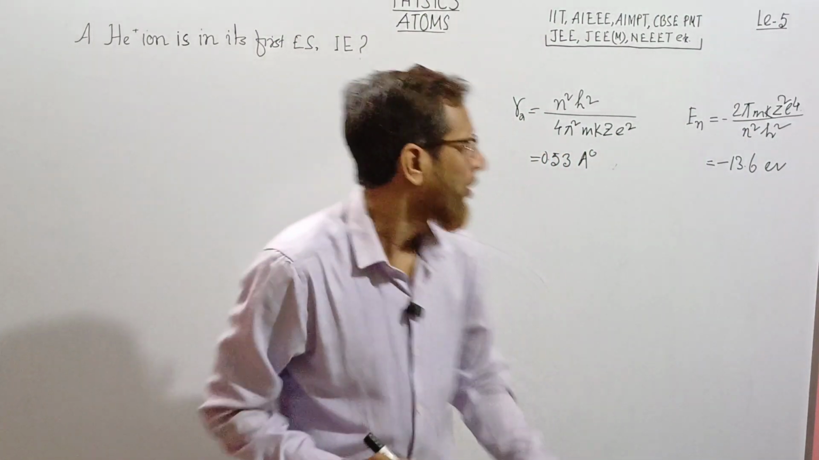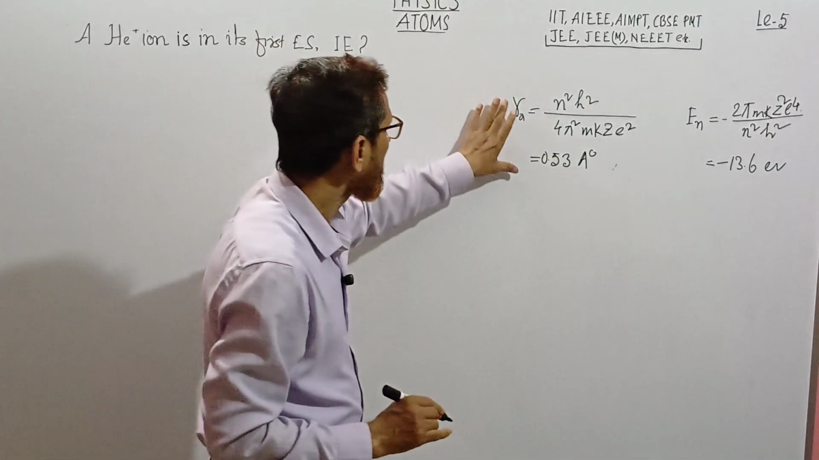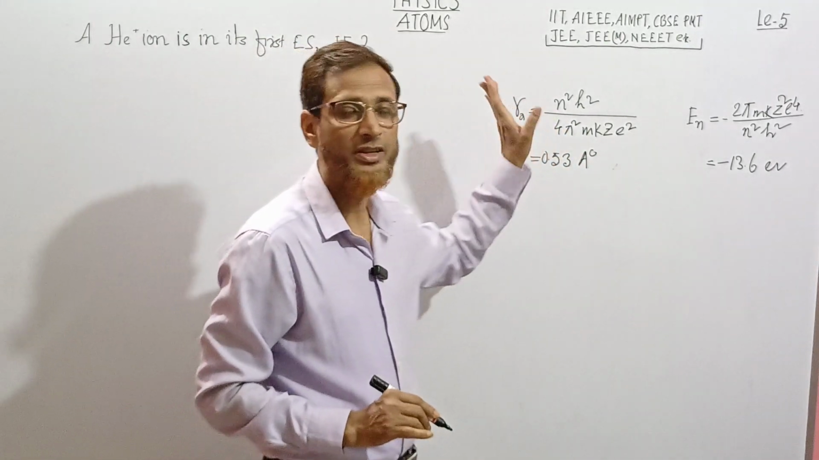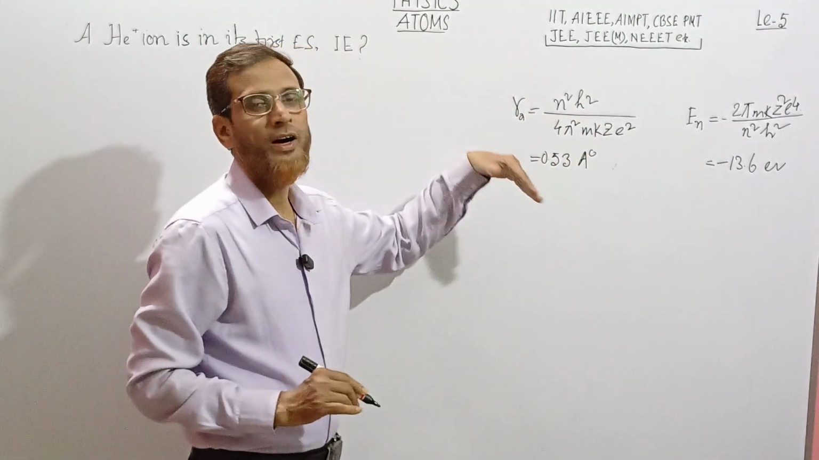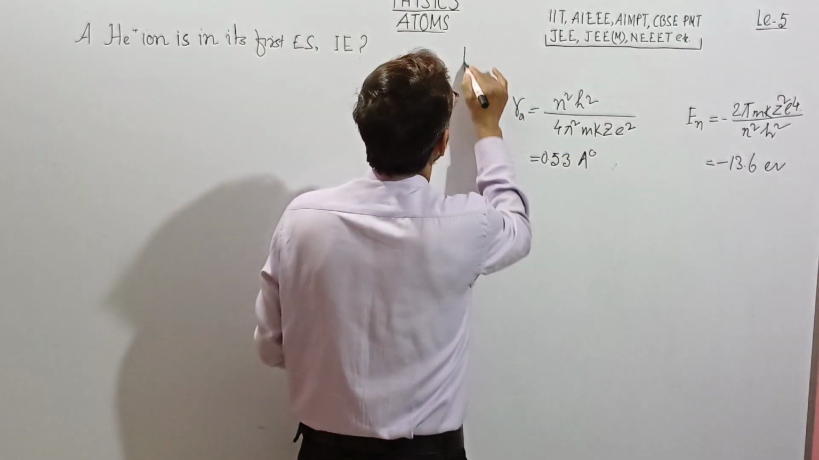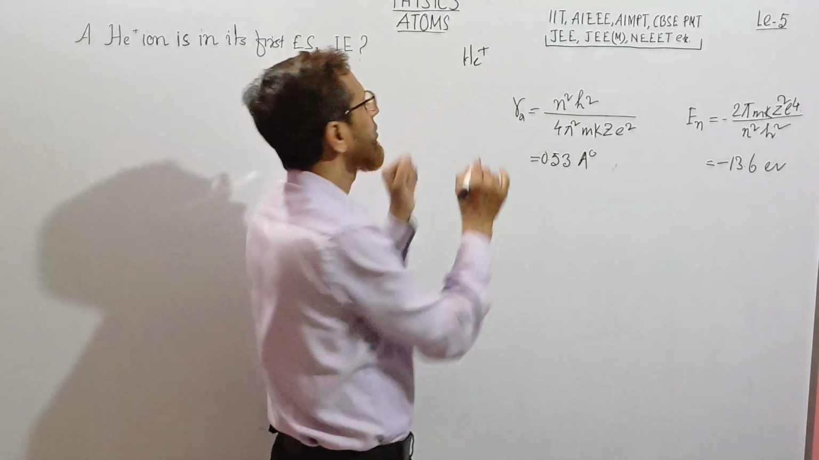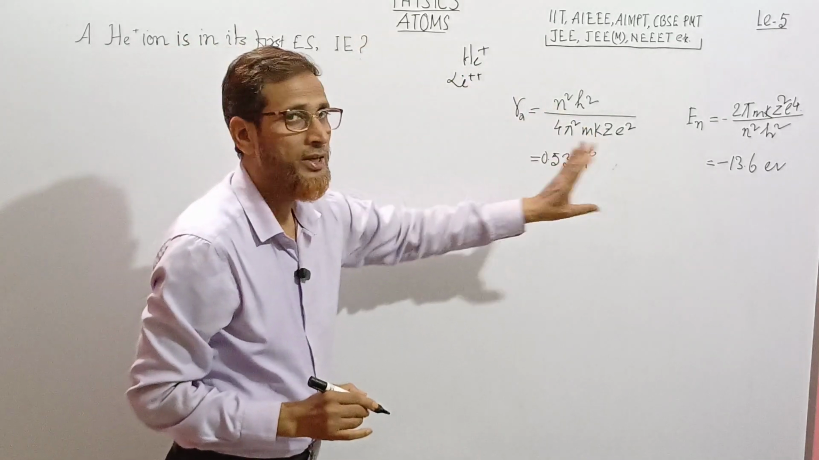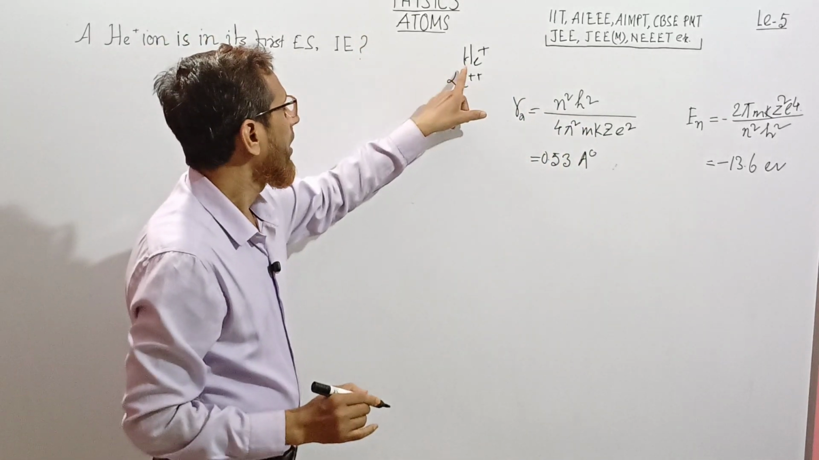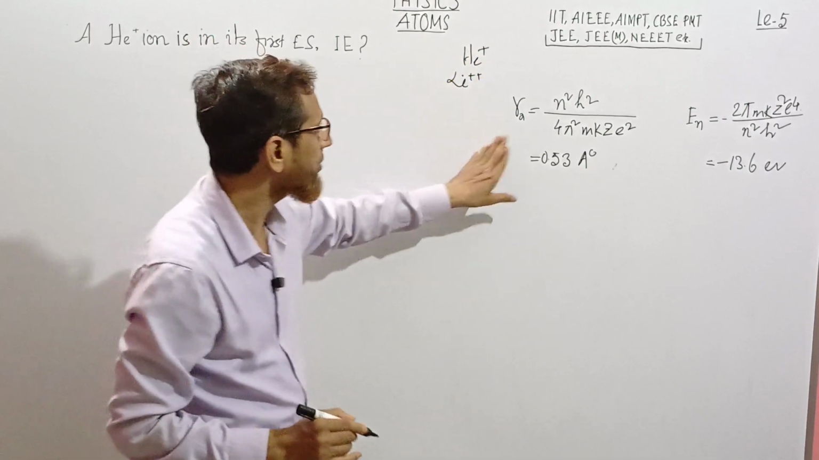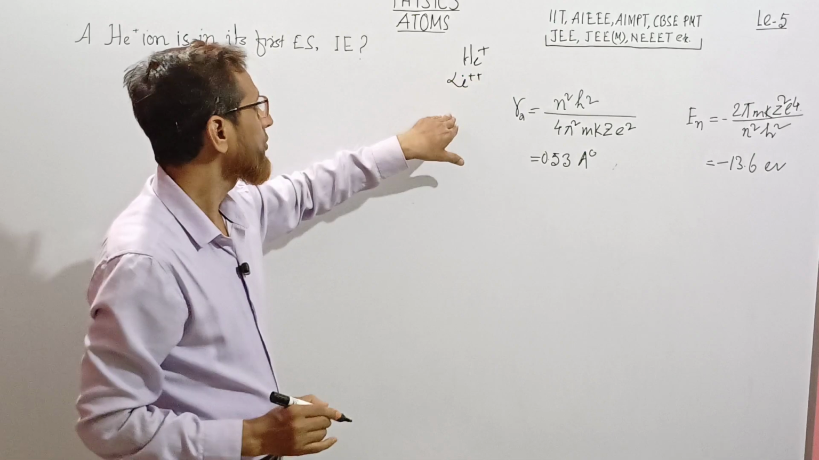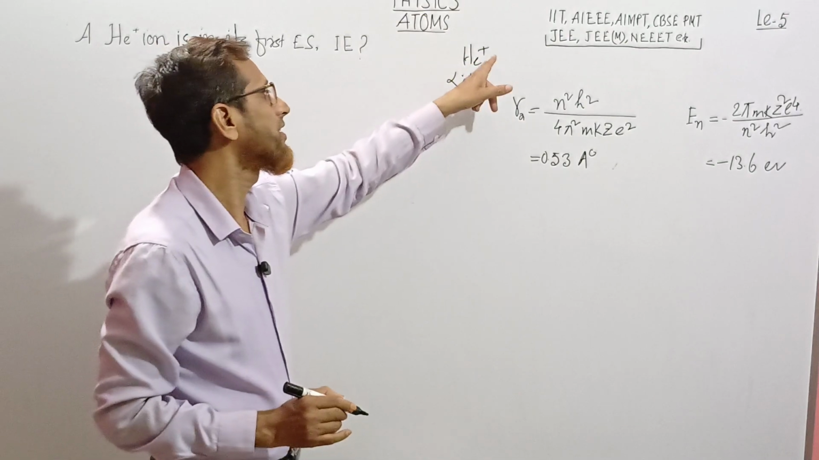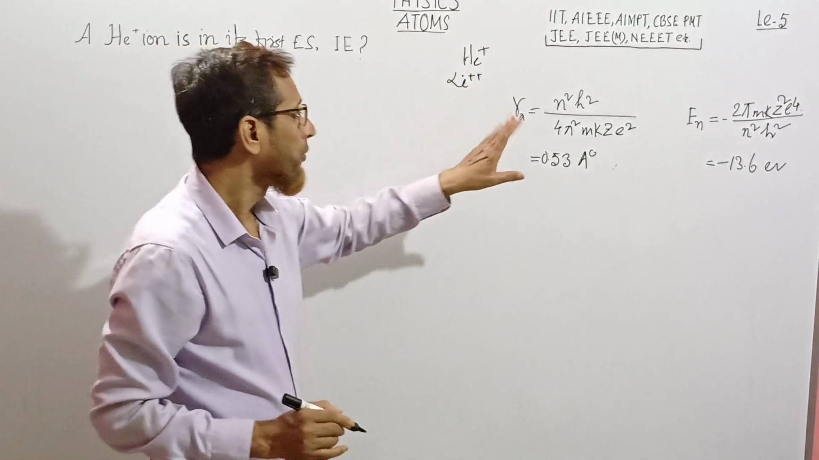Now, with the concept of this Rn and En, we will try to find out the radius of helium or the radius of other monoatomic systems. Say helium monopositive, it is a single electron system. Lithium dipositive, it is a single electron system. But the problem is that when we try to find the radius or energy of the electron in a single electron system like helium and lithium, there is a change in the atomic number z. Here z is equal to 2 and here z is equal to 3.